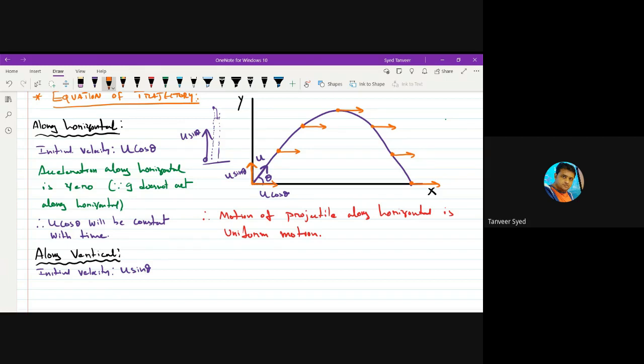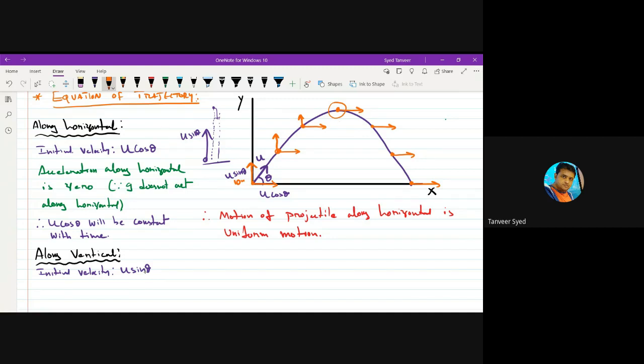At the time of projection, let us say it is some 10 meter per second. Then after a certain time when the body is here, it will become some 8 meter per second. Then 6 meter per second, 5 meter per second, 4 meter per second. Then finally it becomes zero. When vertical velocity becomes zero, the projectile will be at this point, which is its peak or maximum height. Here vertical velocity is zero.